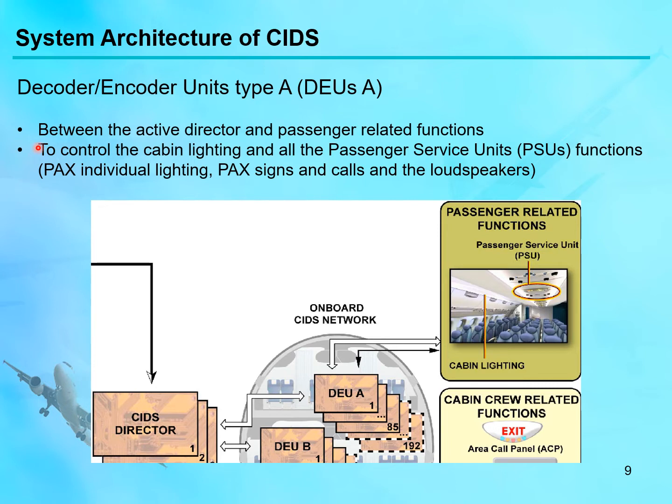Okay, so now we talk about this DEU. What is DEU? DEU stands for decoder and encoder units, and there are two types. Okay, type A and type B. So the DEU-A is between the directors and the passenger related function here, right? So what does it do? It controls the cabin lightings and the passenger service units functions, such as the passenger individual lightings, passenger signs and calls, and the loudspeakers. Okay.